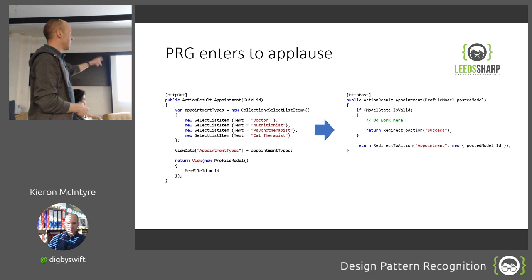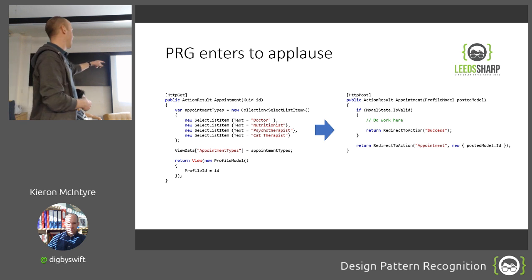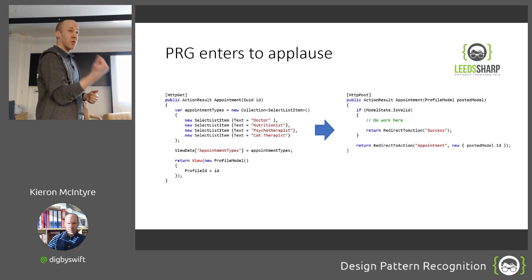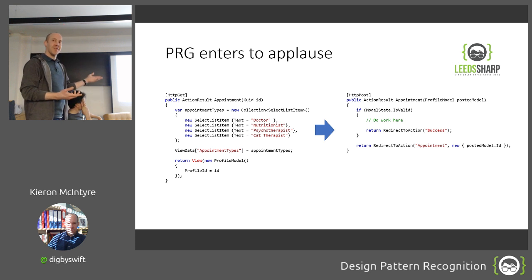So what we really want to do is this, and this is PRG, post redirect get, where you have the get request doing what it did before, but the post just checks whether it's valid, still does the work if it needs to, but if it's valid, it does a redirect to a separate action, and if it isn't valid, it redirects back to the get. Okay? That makes sense? Does that mean that you don't get that message in the browser anymore?